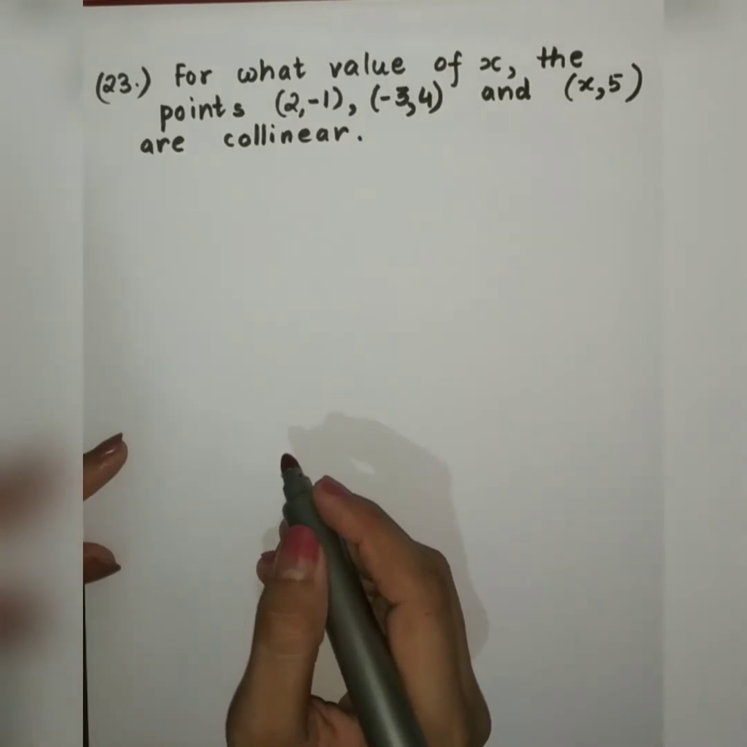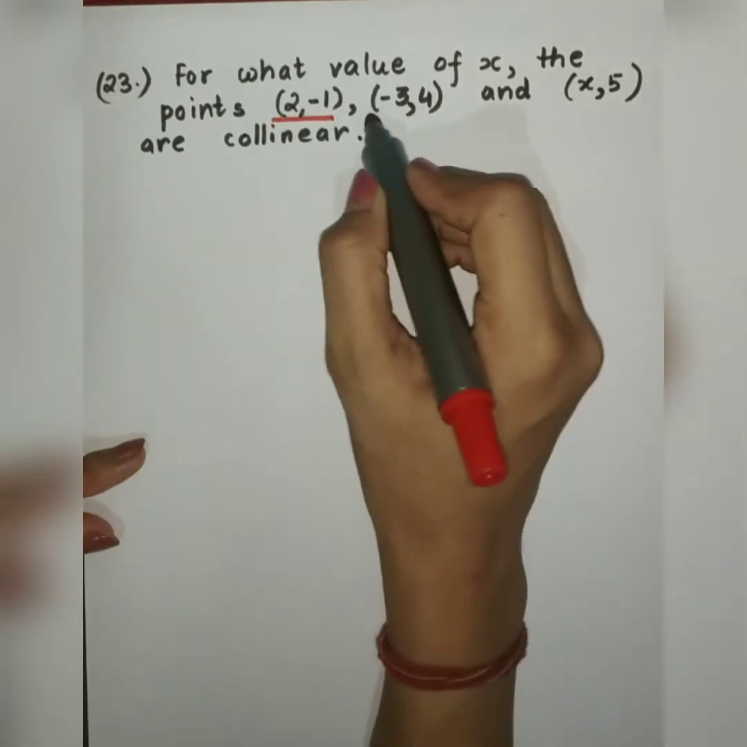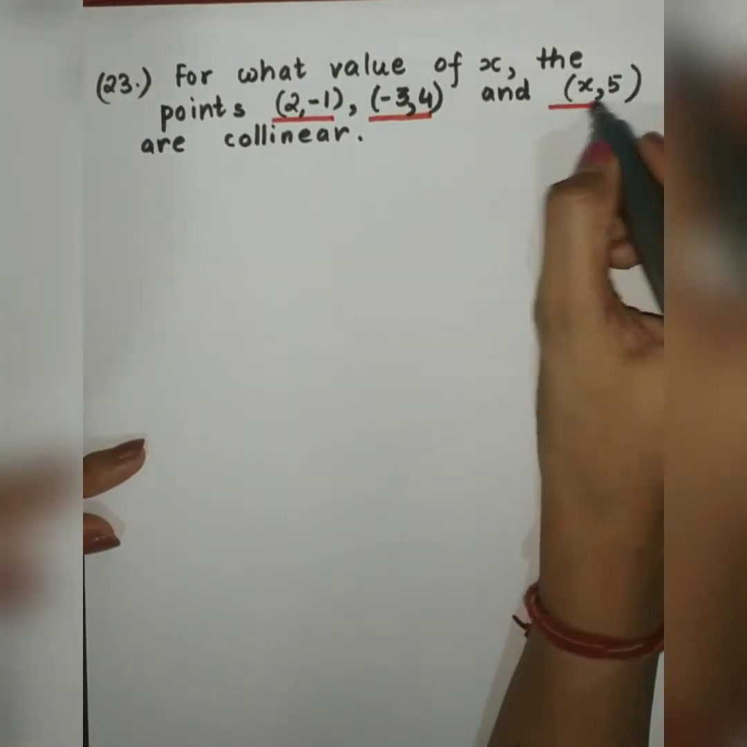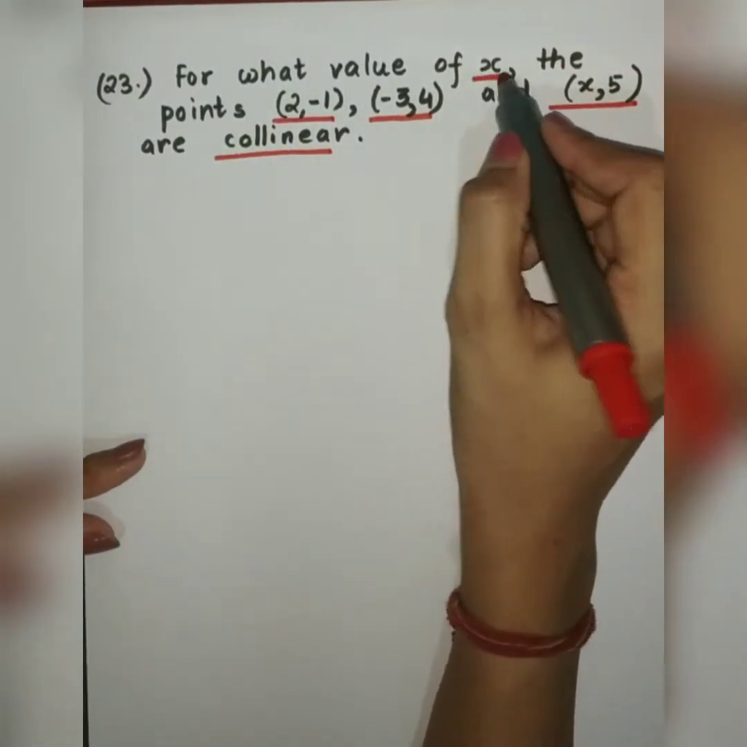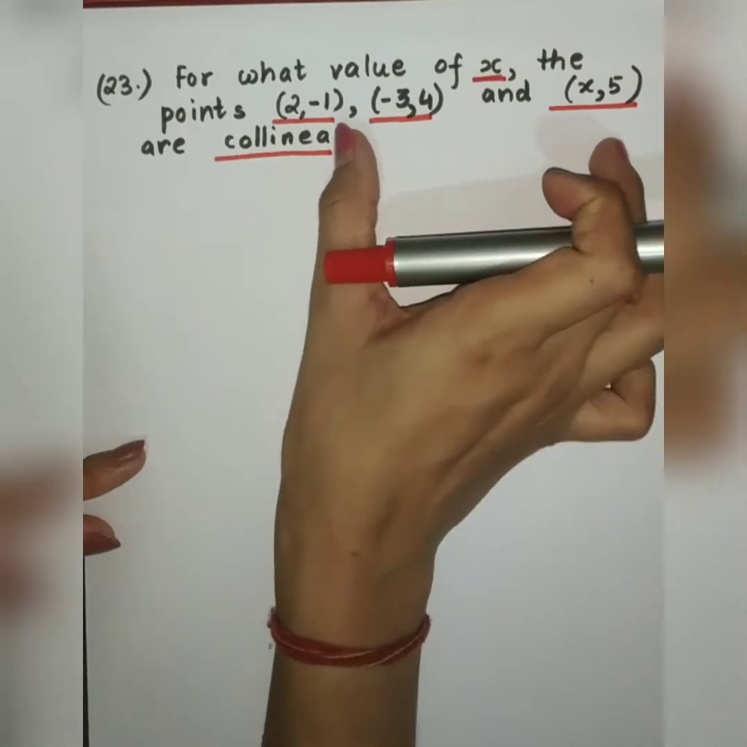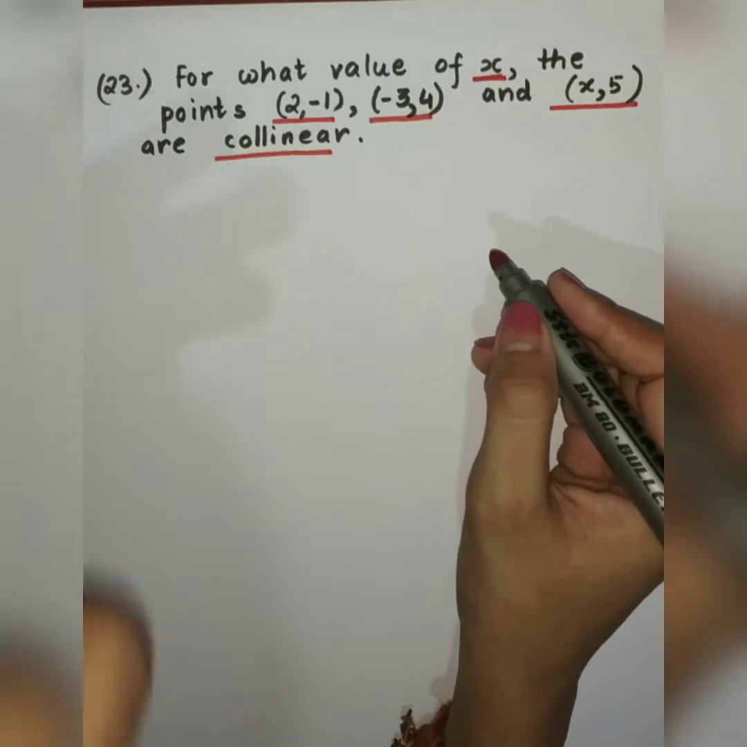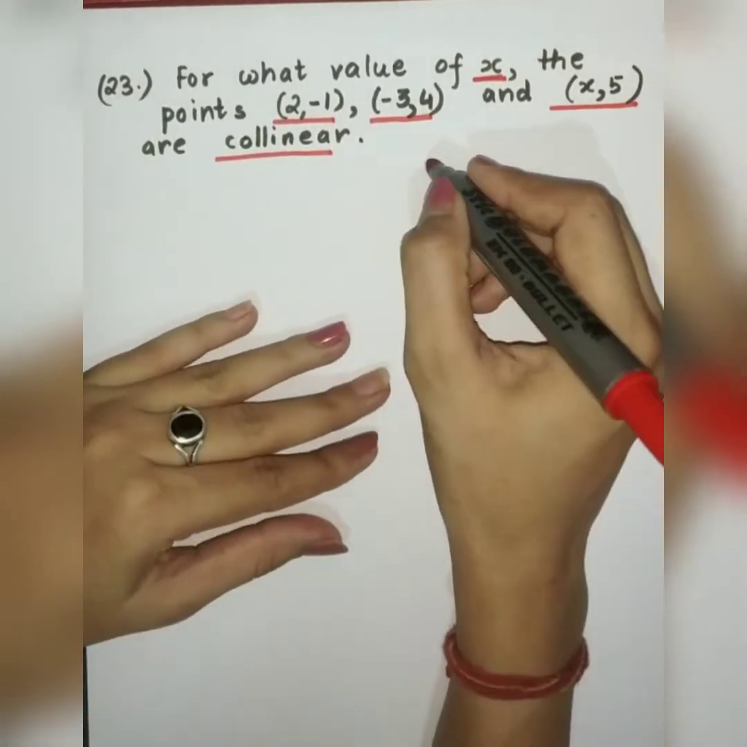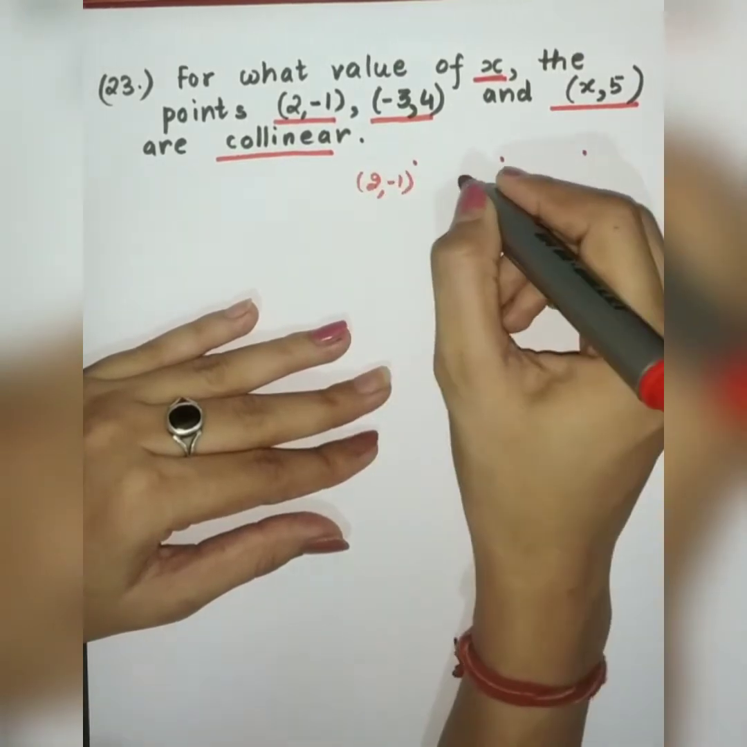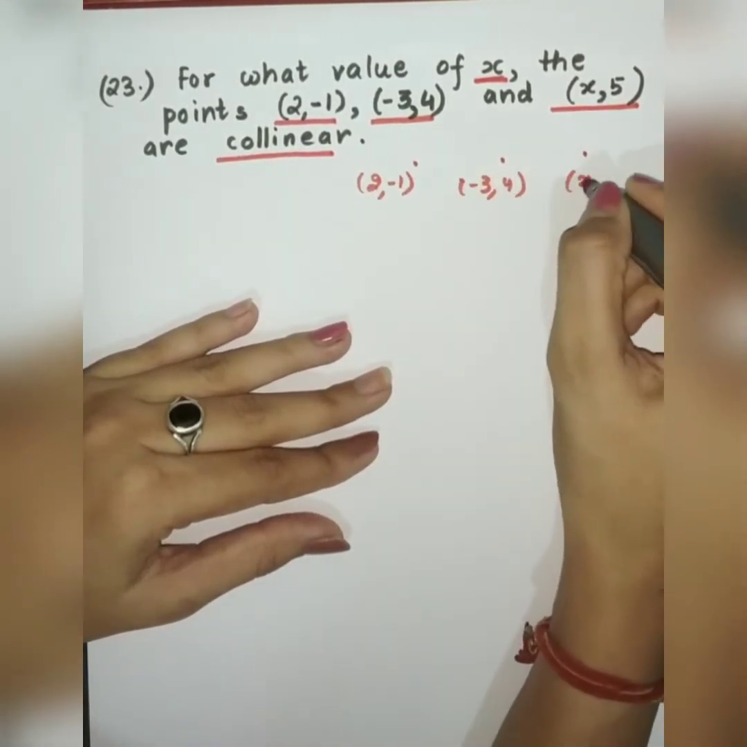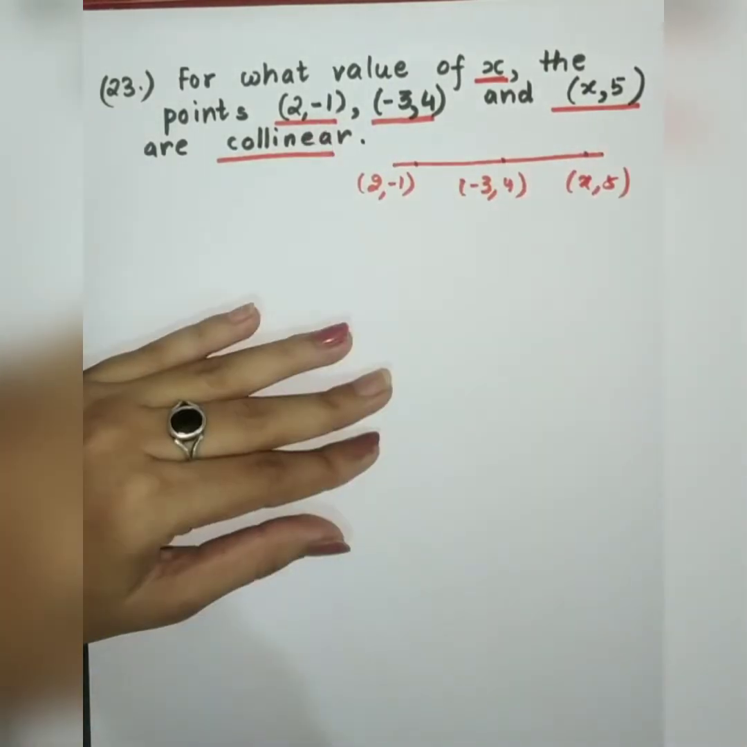So the first question is, for what values of x are the points (2, -1), (-3, 4) and (x, 5) collinear? We have to find the value of x for which the given 3 points are collinear. Collinear means any 3 points will be collinear if they lie in the same line. So these points will be lying in the same line as these points are collinear.